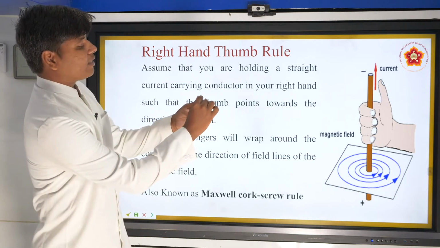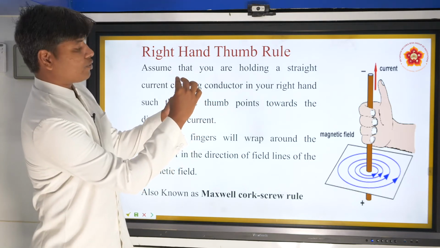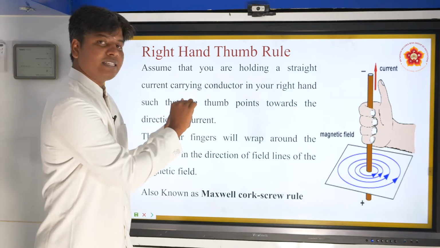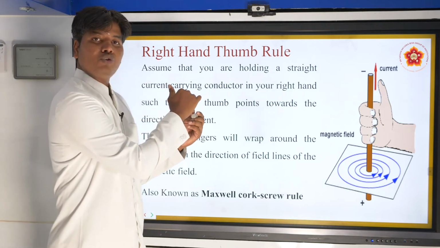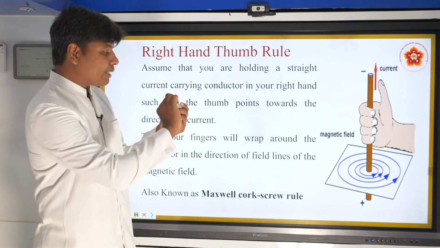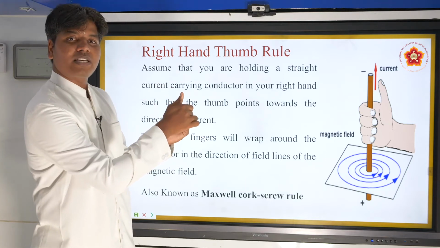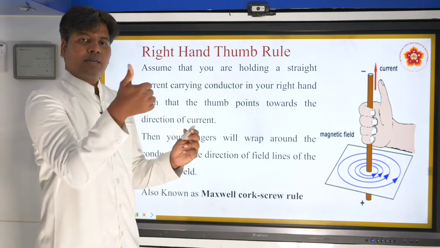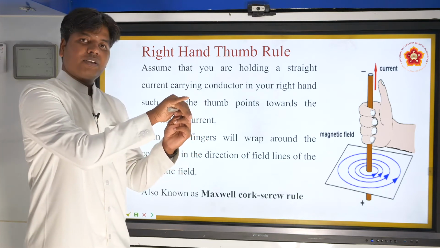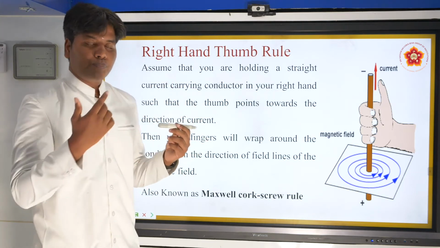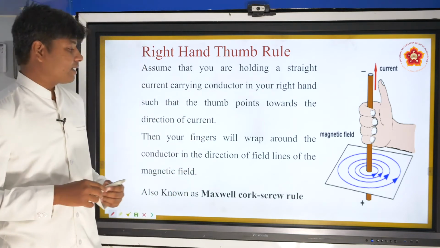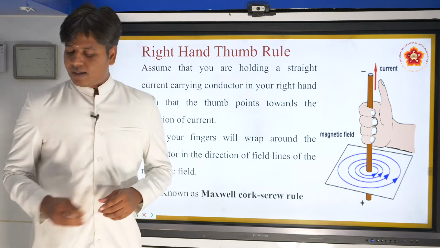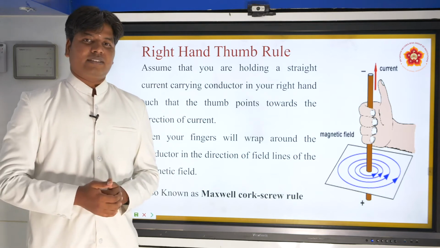See, if I am rotating the screw in the clockwise direction, if my thumb is rotating in the clockwise direction, the screw will go inside, right? The screw will advance inside. That means the current direction is into the board, and the magnetic field direction is clockwise. This is the same thing that our right hand thumb rule says, right? Your thumb points towards inside the board, and when you wrap your fingers, it is in the clockwise direction. So both rules are similar, and we can use either one according to our intuition.